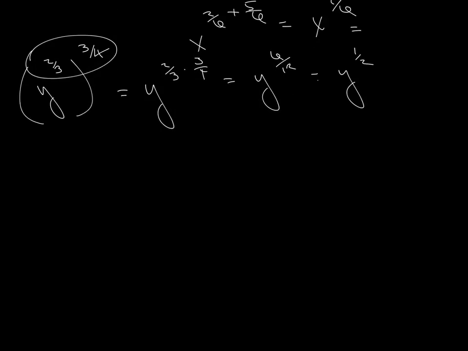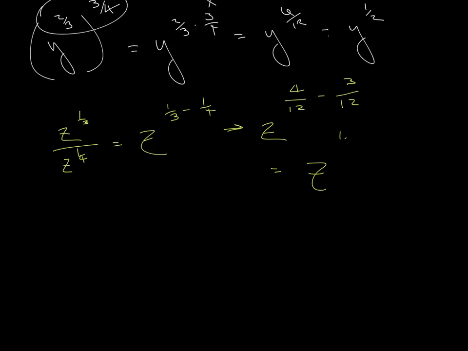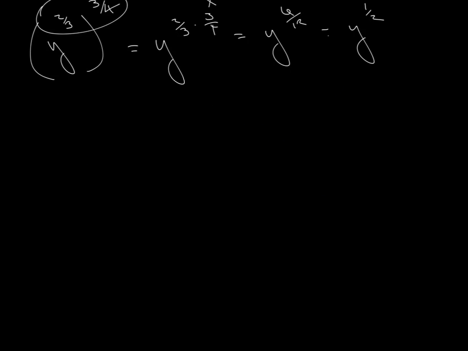Alright, 23. We have z to the 1/3 over z to the 1/4. Remember, when you divide, you subtract exponents. And we need common denominators here. 4 minus 3 over 12 equals z to the 1/12 power.